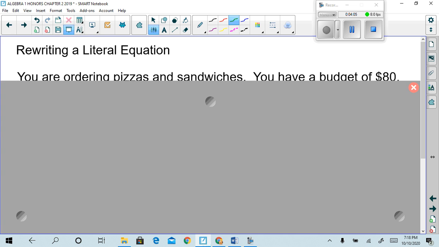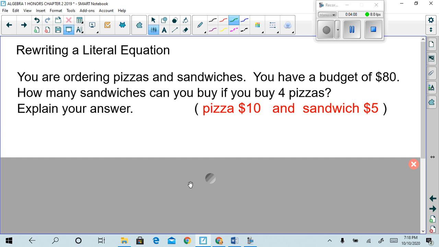I'm going to start off by giving you a little situation here and ask you to do your best to solve this. Now, you're ordering pizzas and sandwiches, and you have a budget of $80. How many sandwiches can you buy if you buy 4 pizzas? Now, according to the menu, the pizzas cost $10 and the sandwich is $5. I'd like you to solve this and explain. When I ask you to explain, which I will be doing quite a bit of, you want to write a sentence or two explaining how you came about your answer. So do that now and you'll share in class.